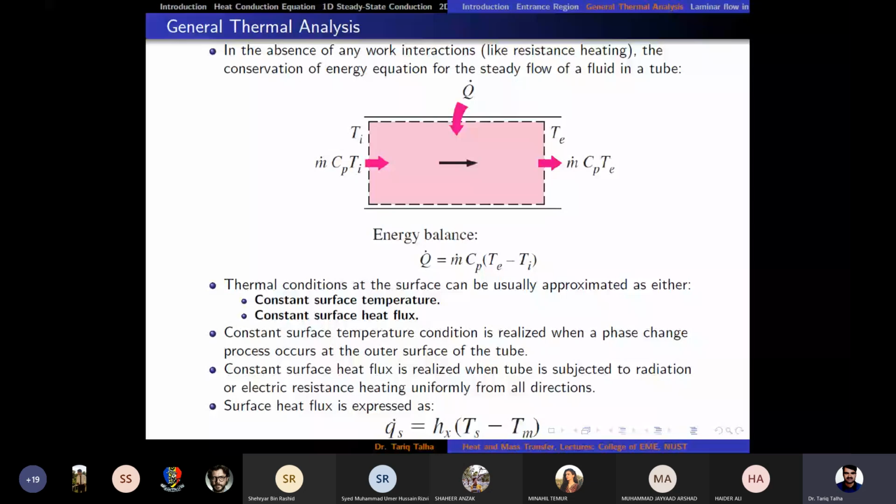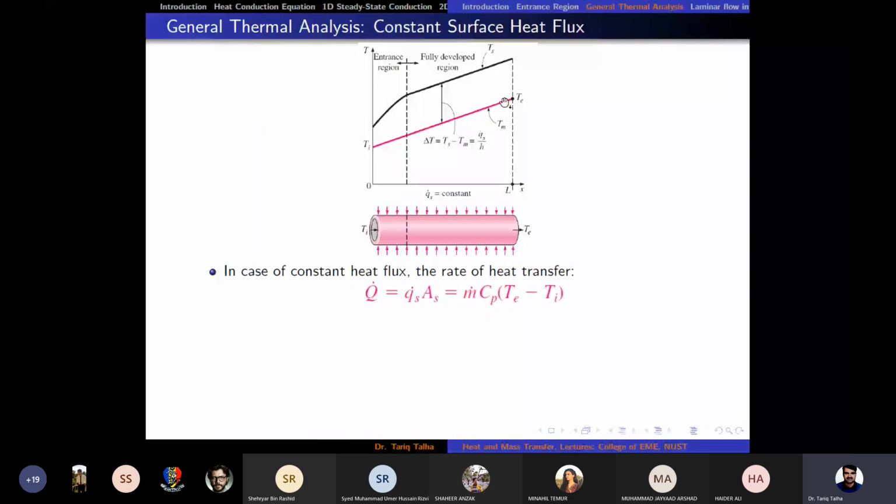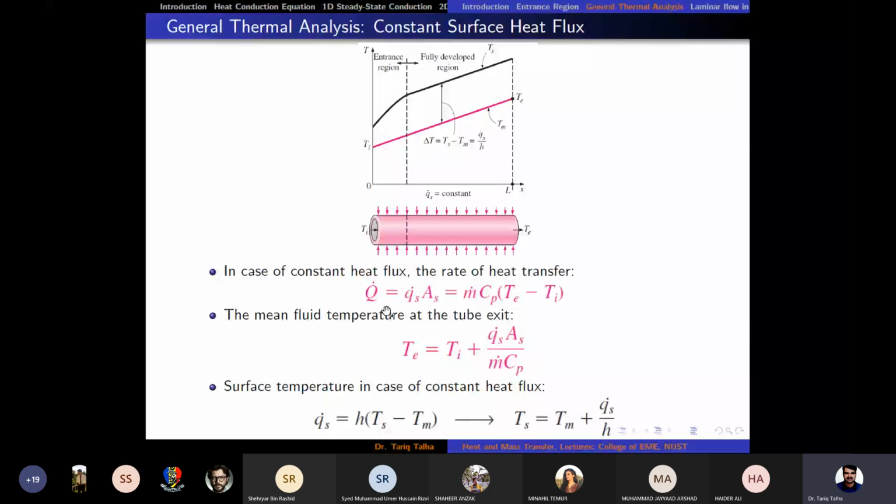When we talk about the constant heat flux boundary condition, we discussed that the mean temperature rises linearly, but the surface temperature decreases a little bit in the entrance region. Why is this slope decreasing? Because the h value is more in the entrance region. Then we discussed that T can be written in terms of Ti when we apply the overall energy balance, and we discussed how to calculate the slope dTs by dx.